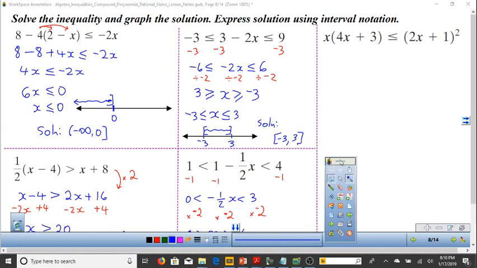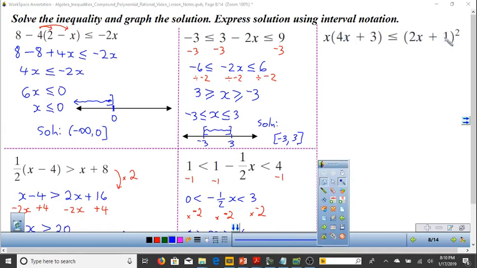This example looks like it's a quadratic. Looks like it would be a little challenging. Well, since this is a 2x plus 1 squared, we have to write that twice. And at the same time, I'm just going to distribute this side as well. So the left side works out to be 4x squared plus 3x. And the right side, we have to FOIL.